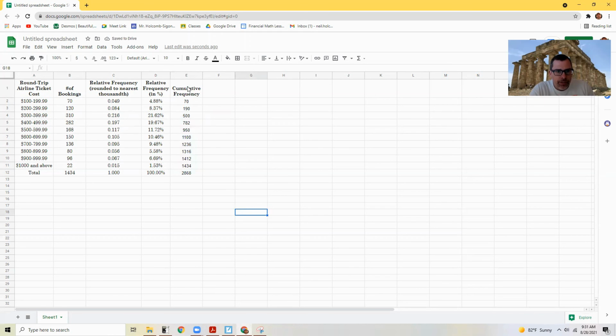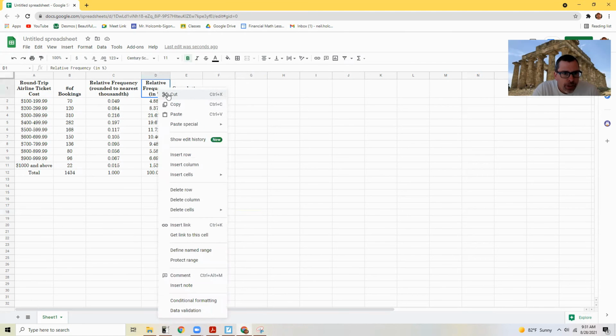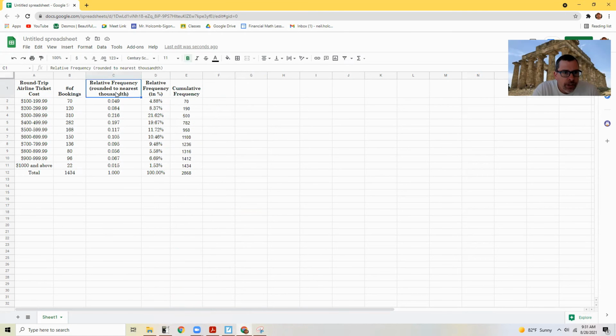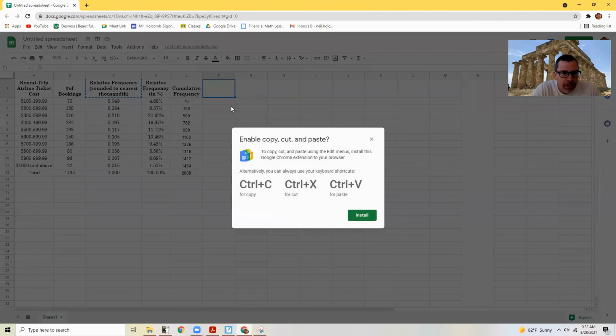Okay, so there it is. The cumulative frequency gets up to our total. Okay, this should equal this. Okay, so now what do I want to do? Well, I did a relative frequency of this column. Now I want to do a relative cumulative frequency. So I'm going to copy this over here and paste it.